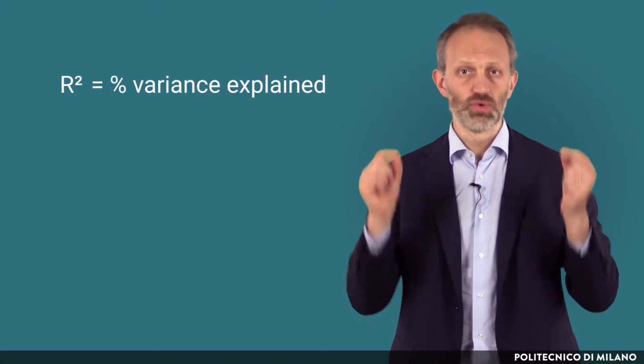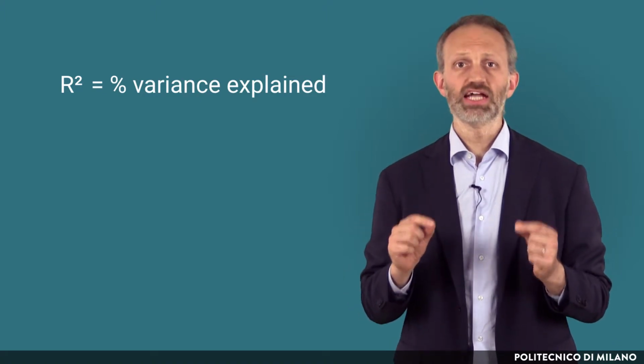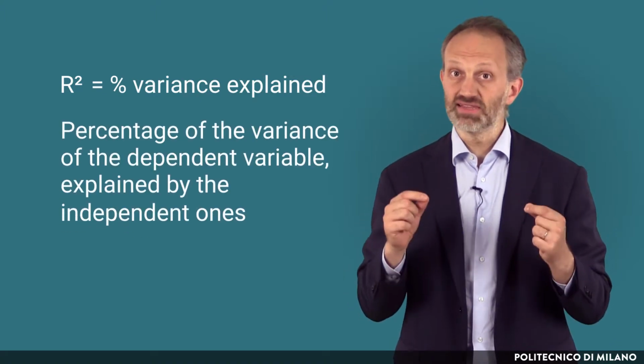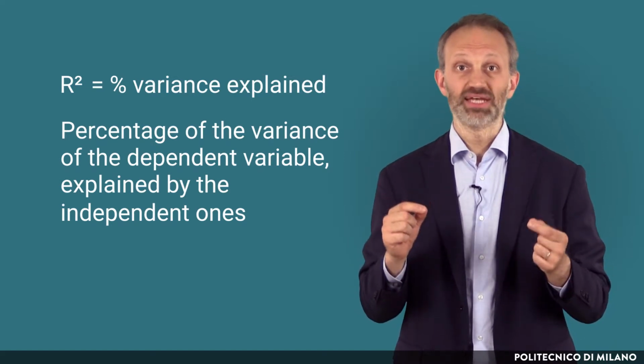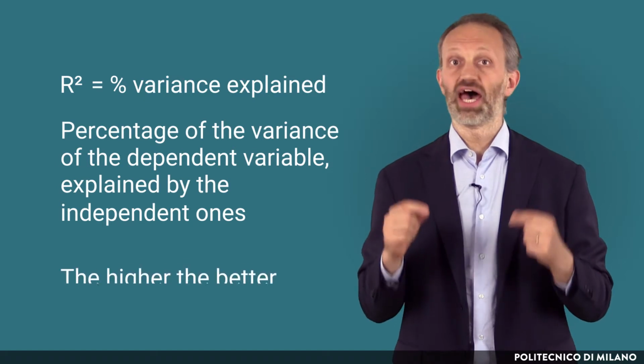How can we interpret the output of regression analysis? We need to look essentially at two types of information. First of all, we look at the R-squared, which is a measure of the overall goodness of the model. R-squared tells us the percentage of the variance of the dependent variable that is explained by the independent ones, so the higher, the better.